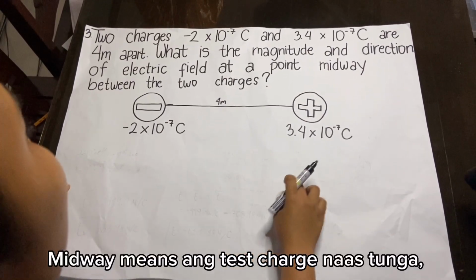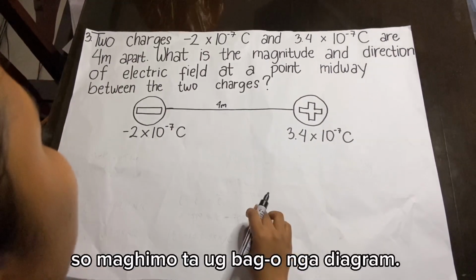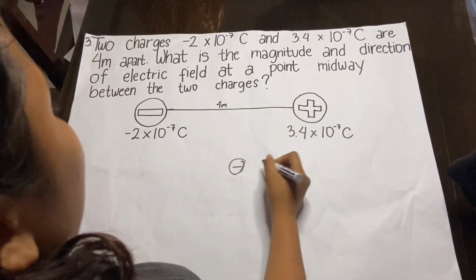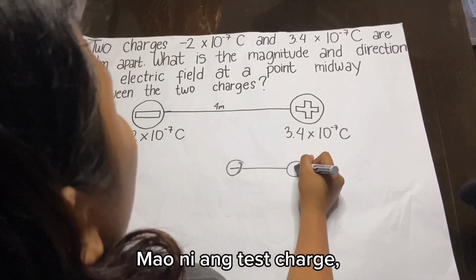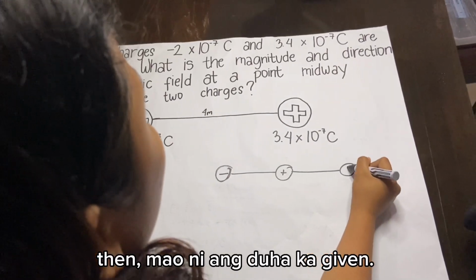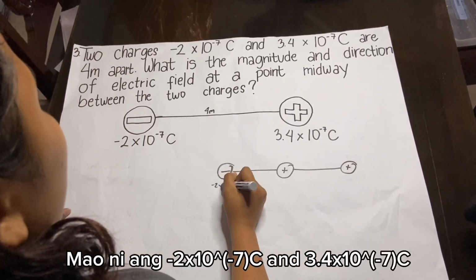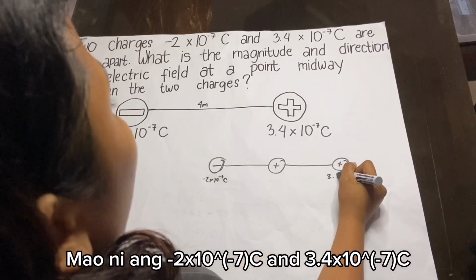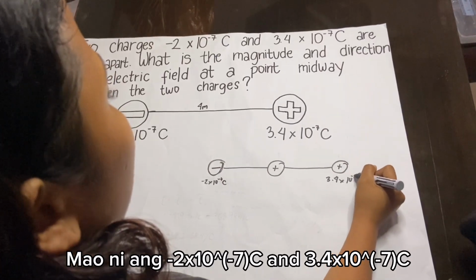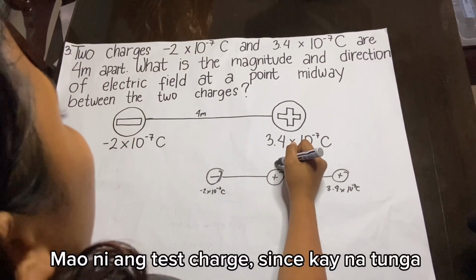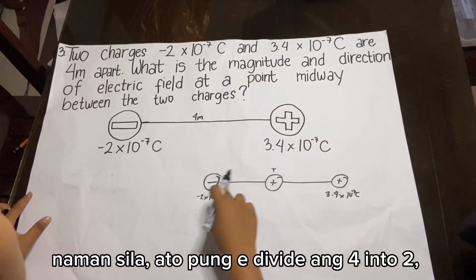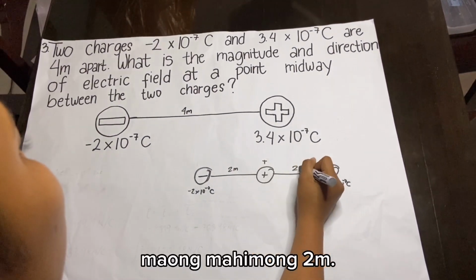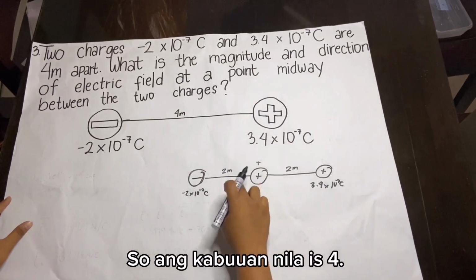Midway means the test charge is in the middle, so we make a new diagram. This is the test charge, and these are the two given charges: negative 2 times 10 raised to negative 7 coulomb and positive 3.4 times 10 raised to negative 7 coulomb. This is the test charge. Since it is in the middle, we divide 4 by 2, which makes 2 meters. So their total is 4.